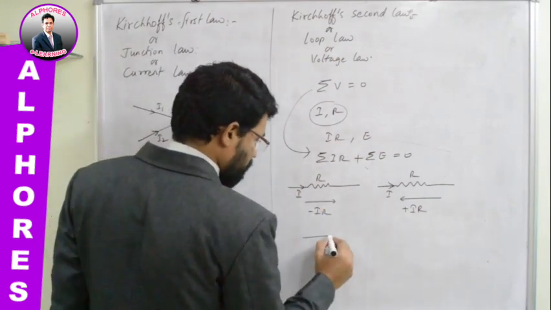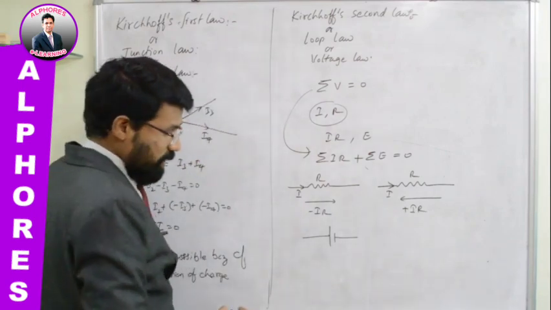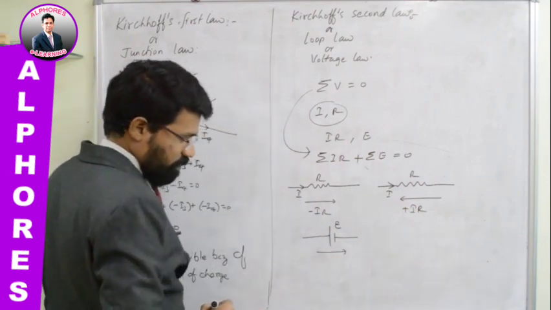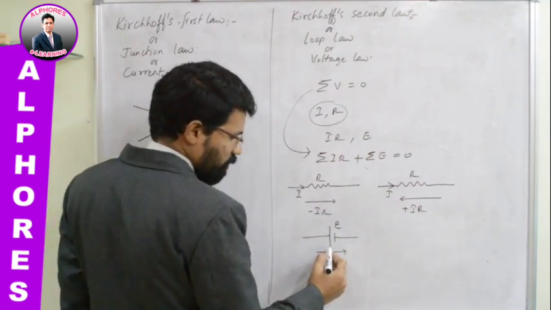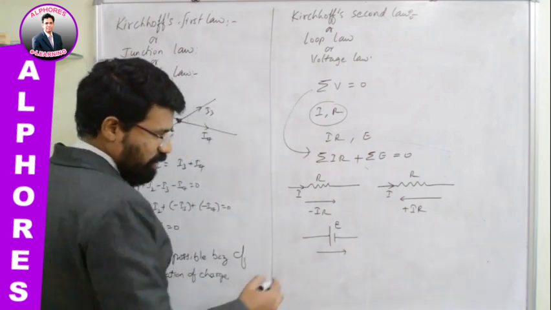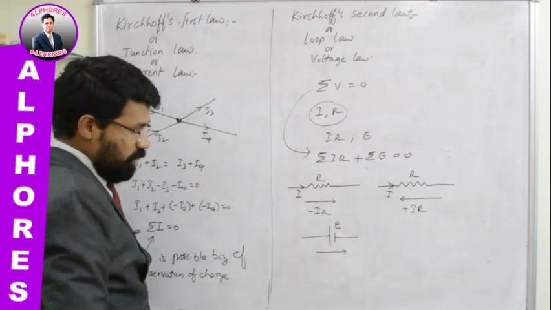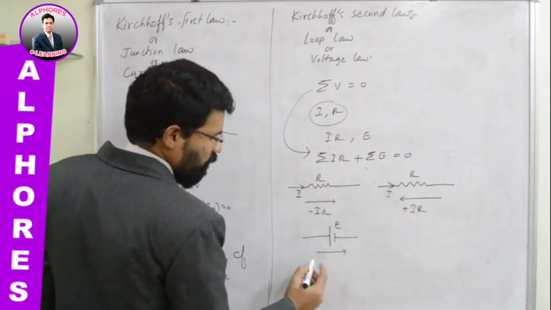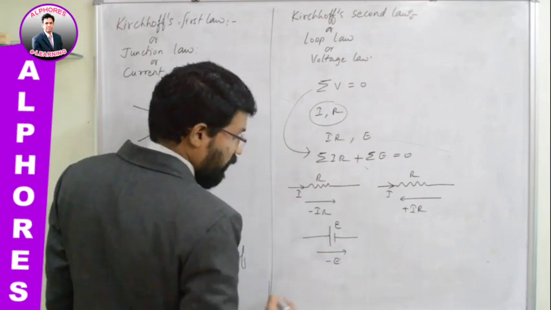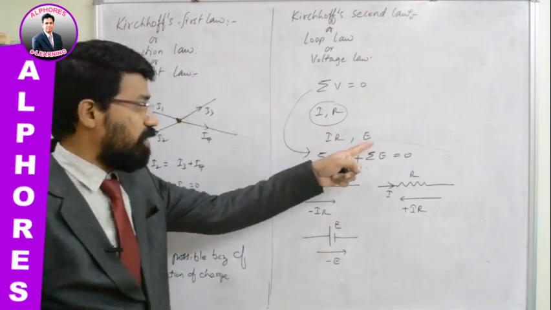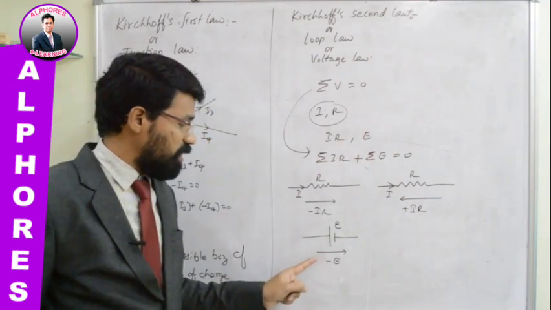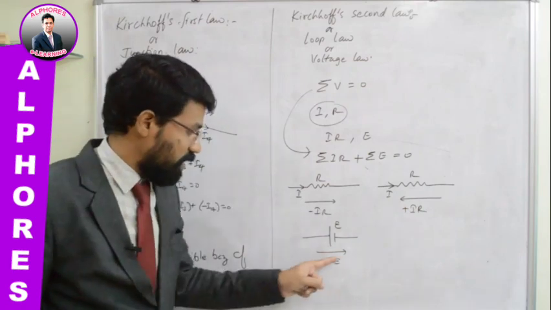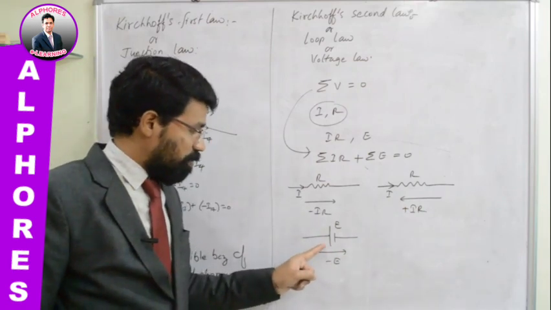What if you are dealing with cells? Let us say a cell is present like this. Its EMF is E. If you are tracing the circuit like this, it means you are traveling from the positive electrode of the cell to the negative electrode of the cell. This is high potential, this is low potential, isn't it? So you are traveling in a direction along which potential is decreasing, high to low. So in this case, you have to take E as minus E when you are adding all these EMFs. If you are tracing the cell from positive to negative.